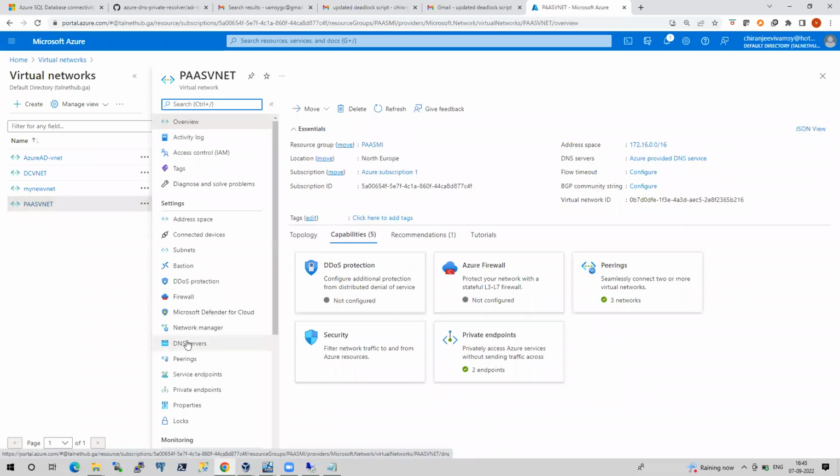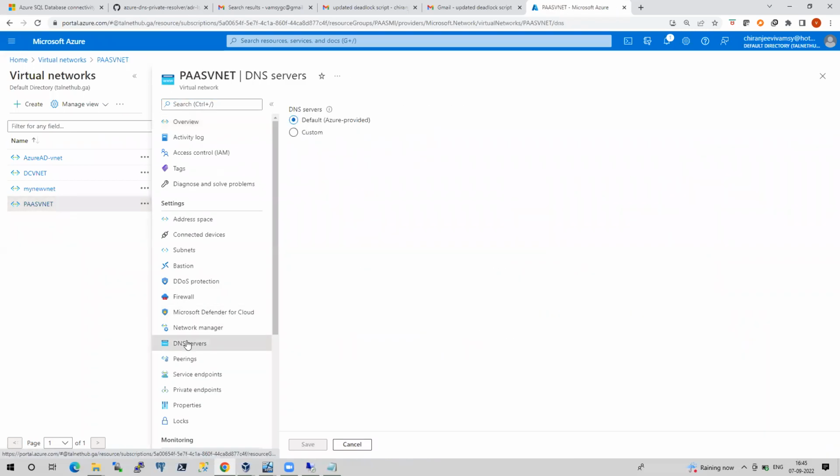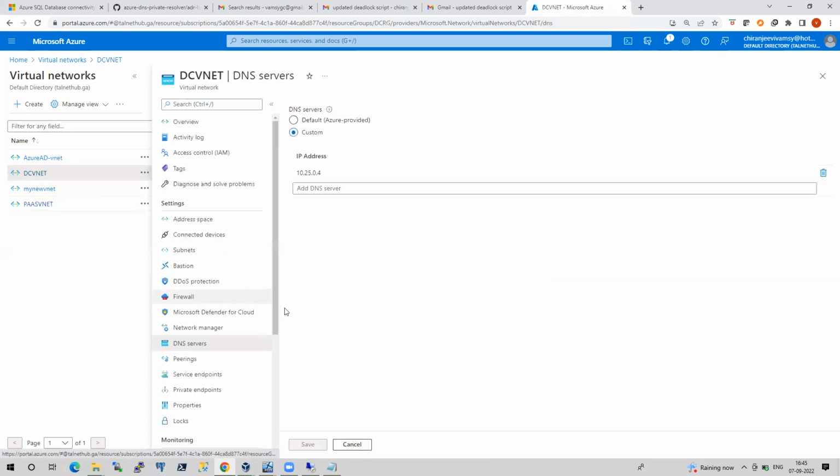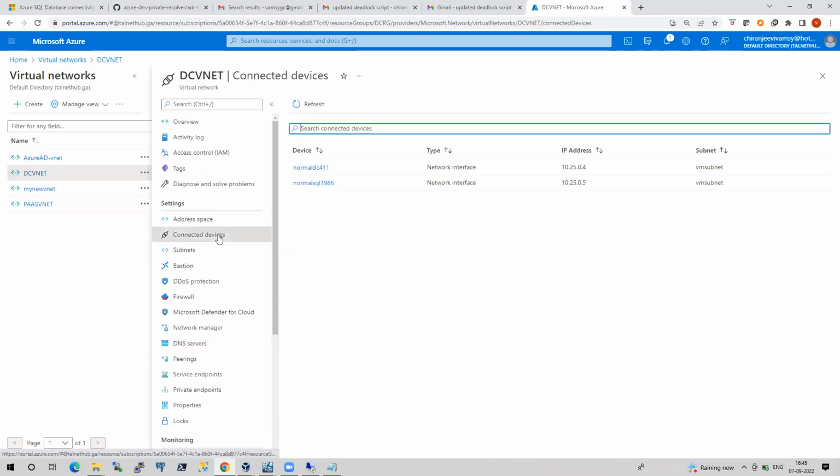This is PAS VNet. If I go to the DNS, as I said again, guys, it's all about DNS. DNS plays a vital role. As of now, PAS VNet is with the default Azure-provided DNS. So what will be my DNS server IP by default? Wire server IP. Yeah, something 168.63.129.16.